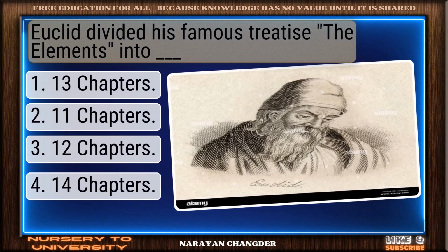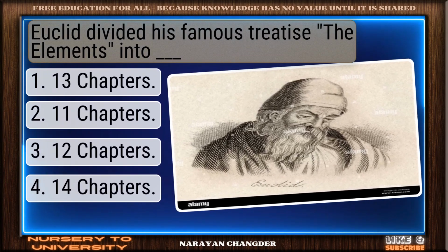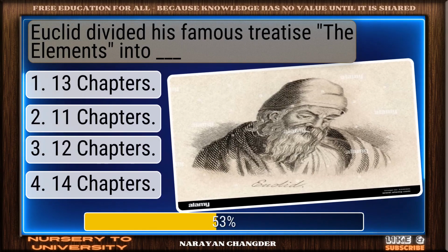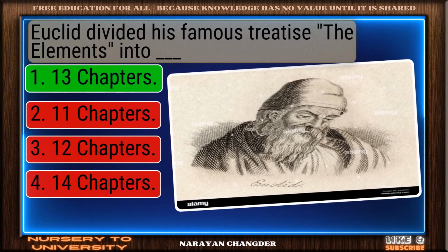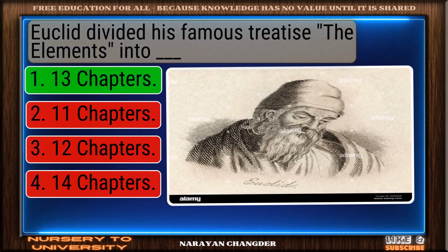Question number 29. Euclid divided his famous treatise, The Elements, into dash. You're right. 13 chapters is the correct answer.